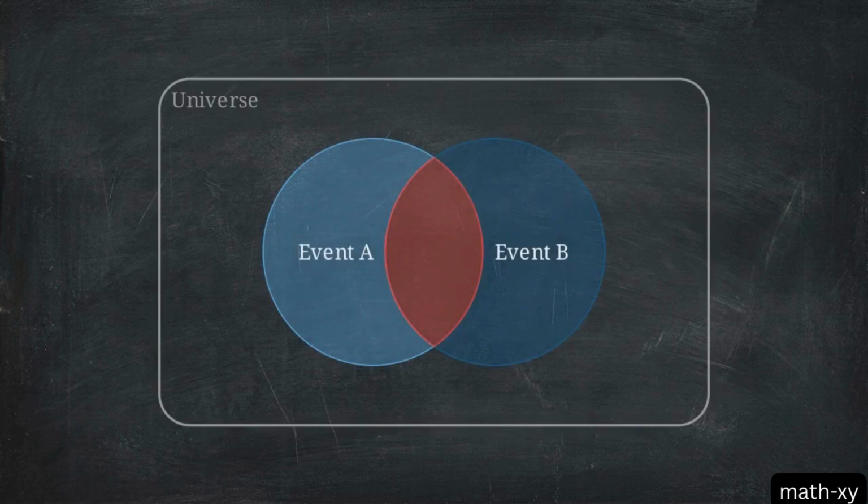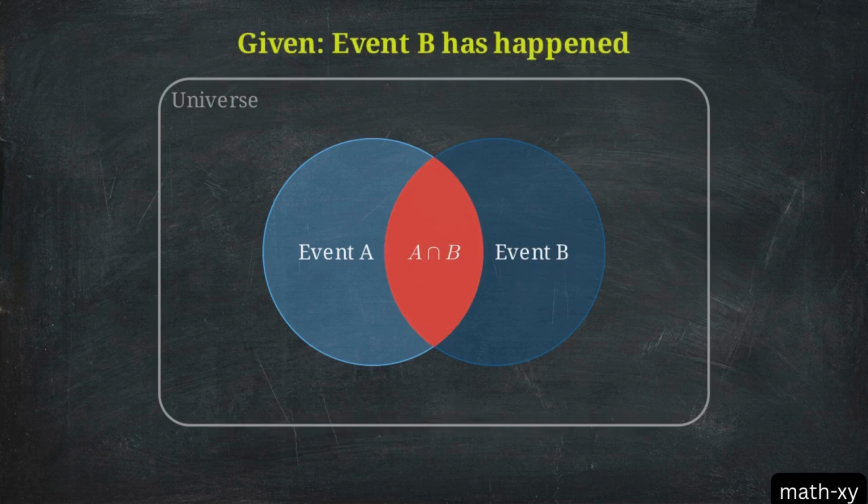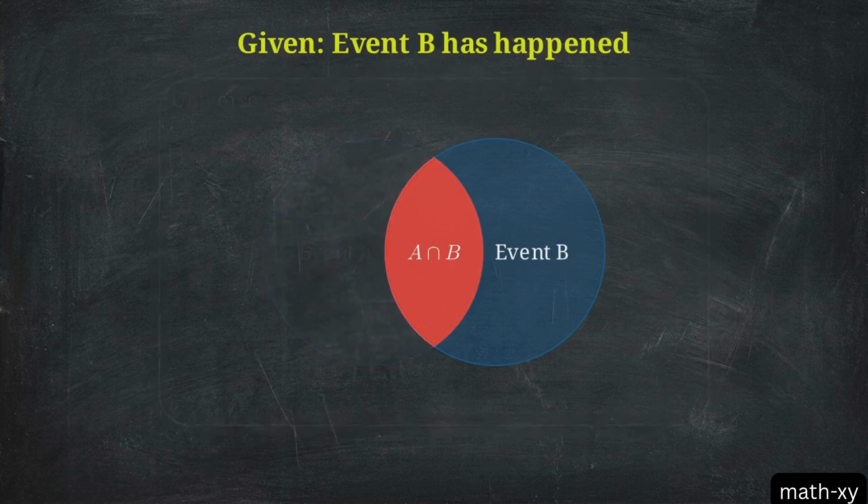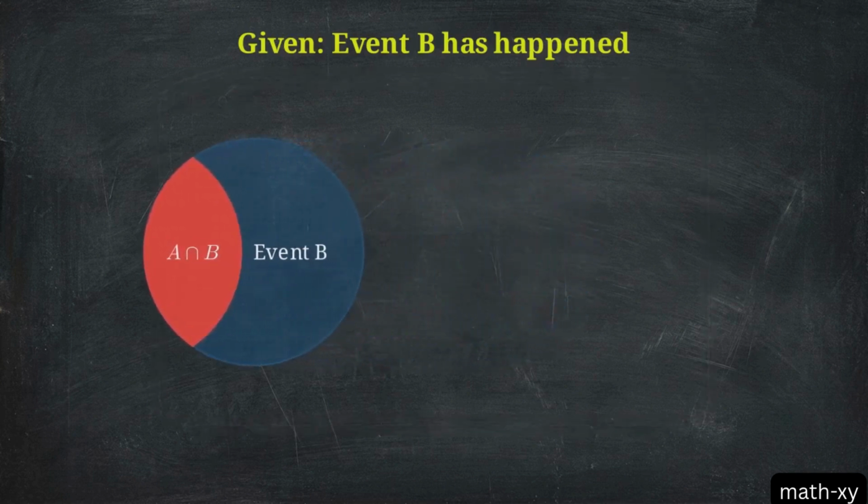Here we have a standard Venn diagram showing 2 distinct potential events, Event A and Event B. The shaded overlapping region right in the middle represents the specific cases where both Event A and Event B happen simultaneously. Now apply a given condition. Suppose you know for an absolute fact that Event B has already happened. The moment you lock in that knowledge, all other possibilities in the universe cease to matter. Everything outside of the Event B circle vanishes.